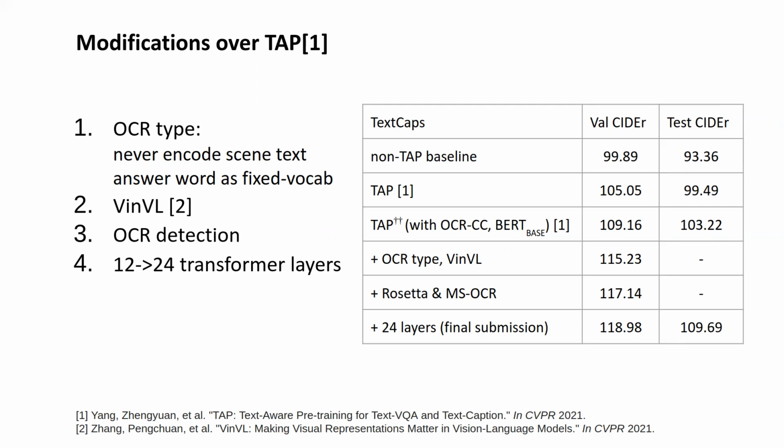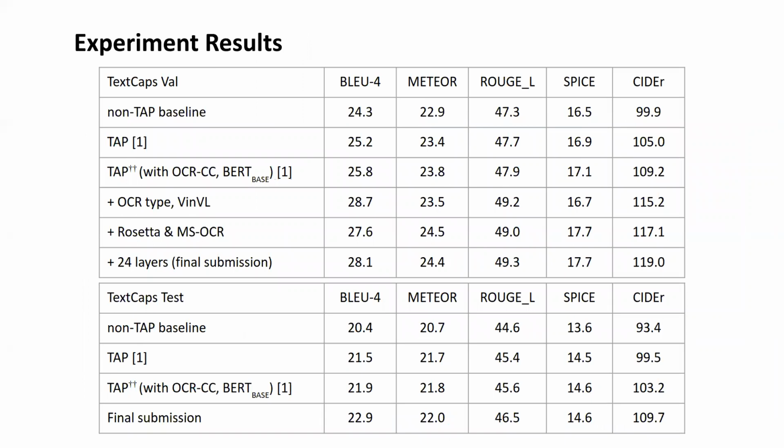Third, we found the OCR quality important for text captioning and VQA. We boost the OCR upper bound by feeding the syntax regions detected by two OCR engines, namely Orizota and Microsoft OCR. Finally, we further improve the model performance by increasing the number of transformer layers from 12 to 24 with a same hidden dimension of 768. This page lists the full results on both the testing and validation set for reference.